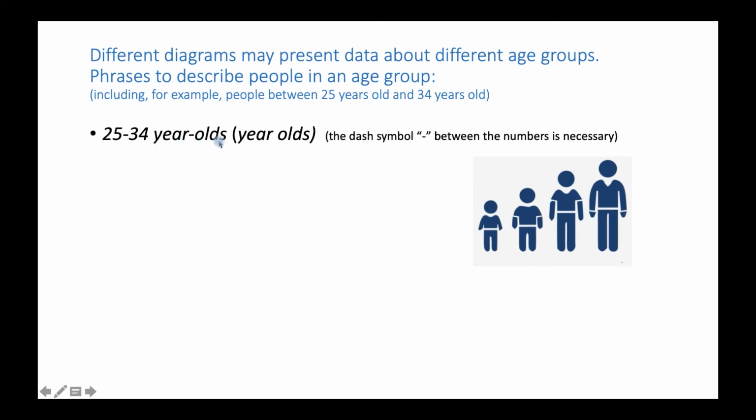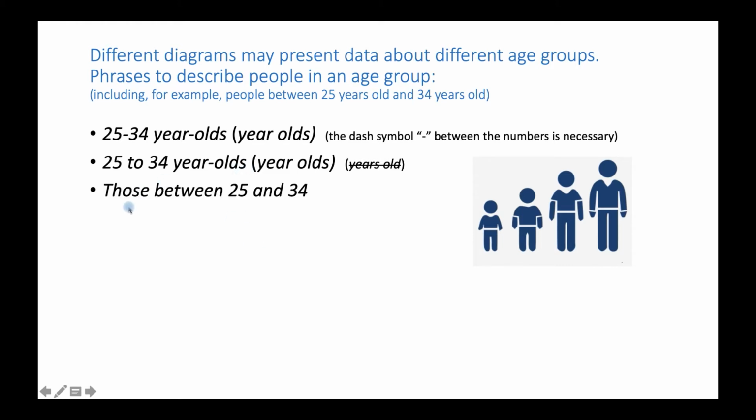25 to 34-year-olds. Mind the dash symbol between the two numbers. The dash symbol is substituted by the preposition "to" in this case. And also, this is not "years old," but "year-olds." We say "years old" when we talk about our age, for example, I'm 33 years old, okay? But in this compound noun, the plural is made by adding s to the second word.